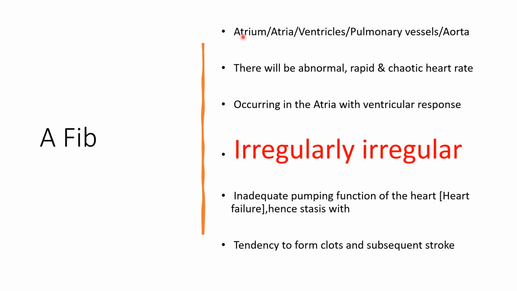In the heart, there is one atrium, and two of them form the atria. We have two ventricles, the pulmonary vessels, and the aorta. There will be abnormal, rapid, chaotic heart rate occurring in the atria, with the ventricle as a response. There will be an irregular rhythm here. There will be inadequate pumping function of the heart, leading to heart failure. There will be stasis with a tendency to form clots and subsequently stroke.